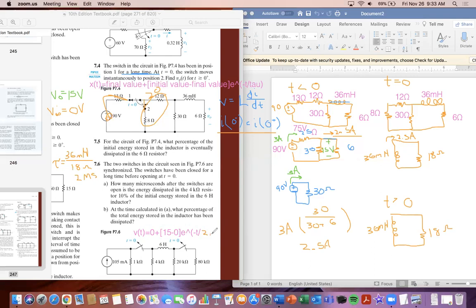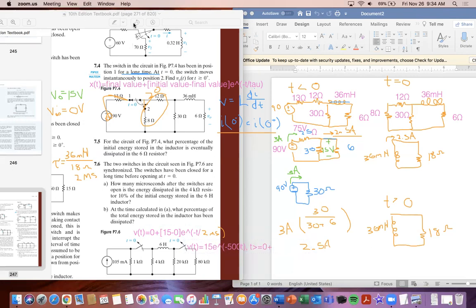And then when I simplify that, it's just 1 over 2 milliseconds to get a proper number in the numerator. When I simplify this equation, V of t is equal to 15 e to the negative 500 t, for t greater than or equal to 0. And that's the equation I got here. And so that is how you solve this problem 7.4.